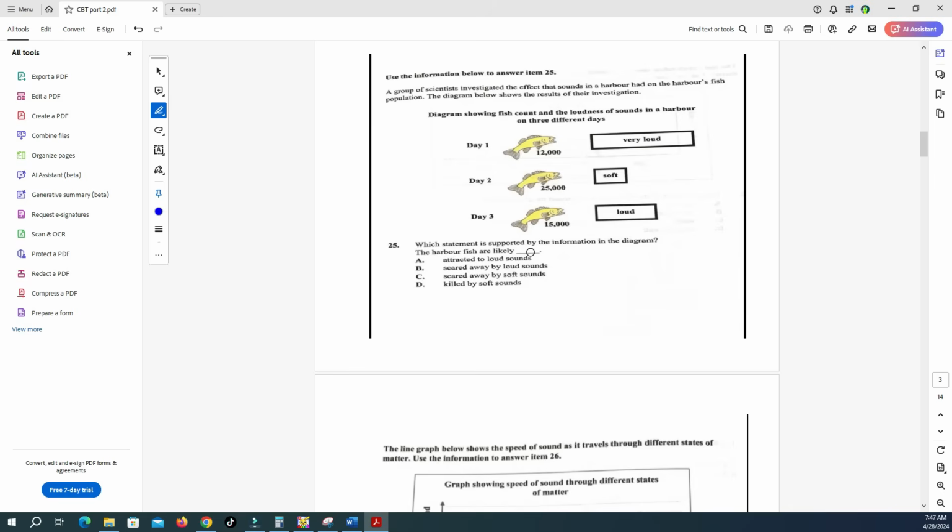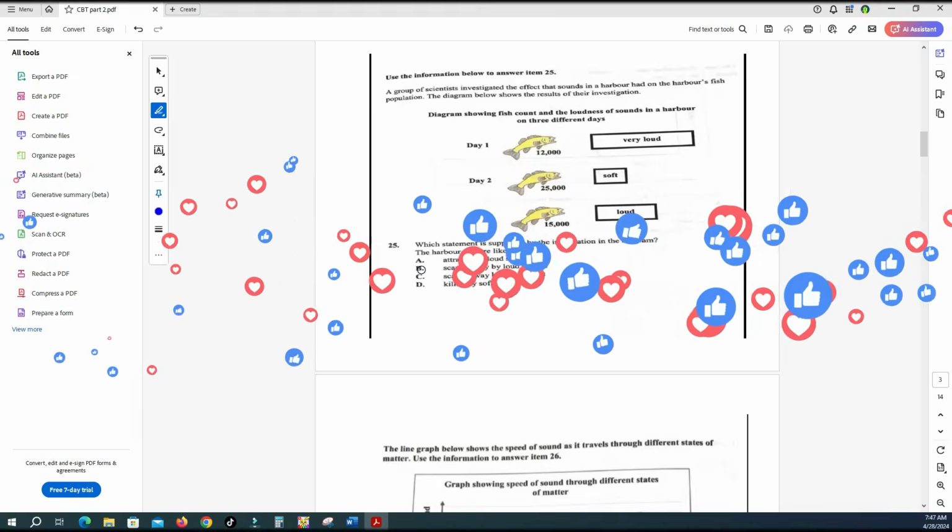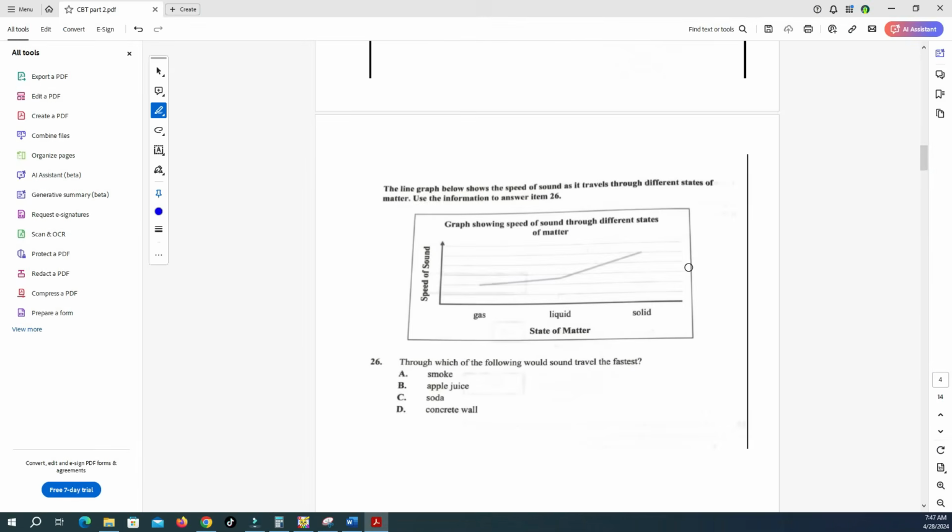Which statement is supported by the information in the diagram? The harbor fish are likely attracted to loud sounds. No. Scared away by loud sound. I'd say B. They're scared away.